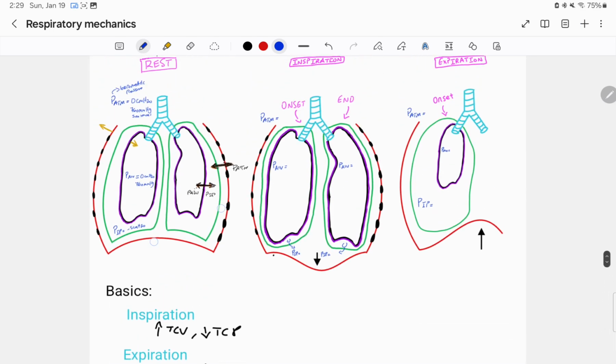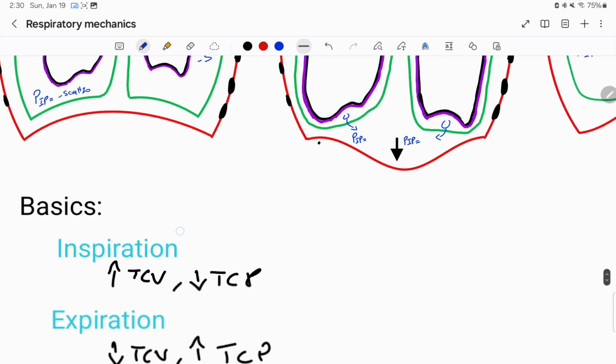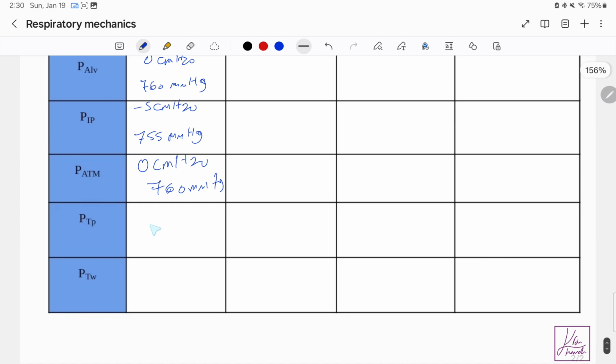So, let's take a look at how we calculate this number. Let's bring this back down a bit to 4. The pressure in the alveoli at rest is 0. The pressure in the intrapleural space is -5. So if I do 0 minus -5, that gives me +5. That means my transpulmonary pressure at rest is +5 centimeters of water, or you can say 765 millimeters of mercury. But the centimeters of water, I find easier to use.